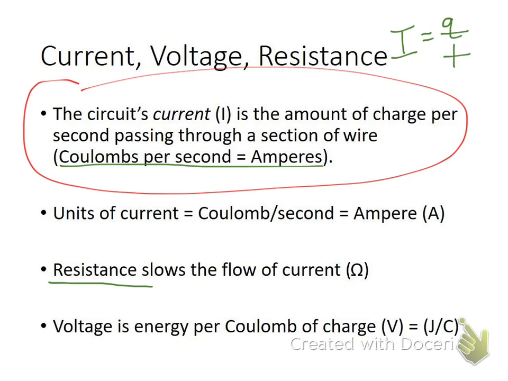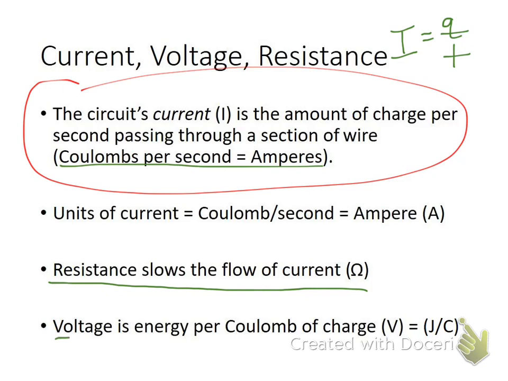Now, the entire purpose of resistance is just to slow the flow of current, slow things down. Because if current gets really fast, then wires get really hot, and that can be exceedingly dangerous. So you put resistance in there to try to slow things down. It resists the movement of these charged particles.